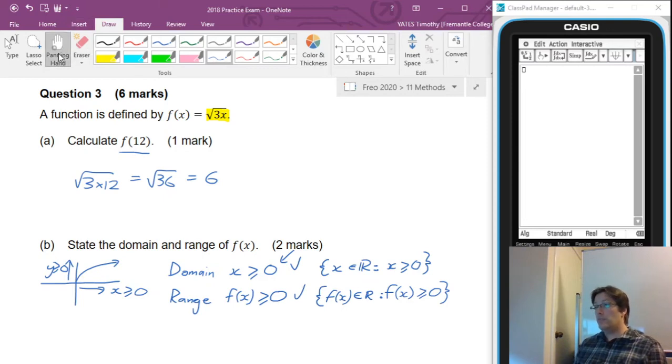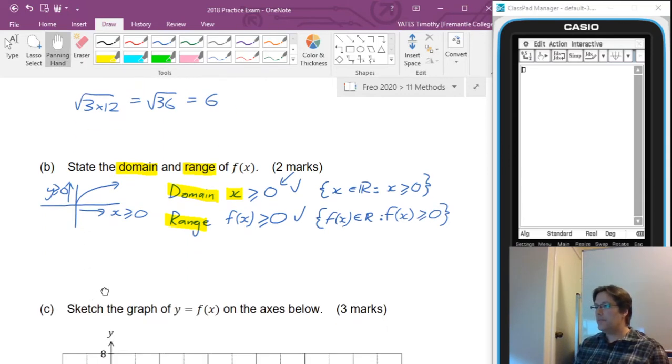One of the most important things is just to make sure that you're talking about domain and range correctly. Domain is the x value. They will always say domain first and then range. They won't say state the range and domain. They'll say it this way around, just to remind you that we do x first, then y, or f of x rather. So that's that one there.